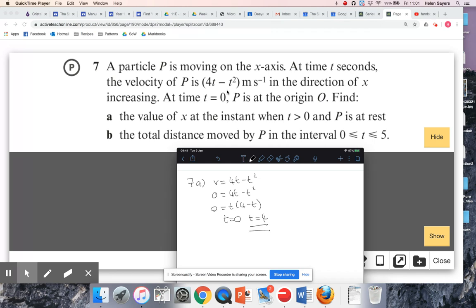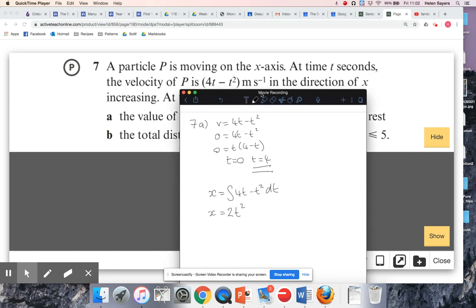So if I'm given velocity, its position or its displacement is going to be the integral of that. So 4t minus t squared integrates to, so t is going to integrate to t squared, and when I divide by 2, the coefficient will be 2. T squared is going to integrate to t cubed, and I'm going to divide by 3.